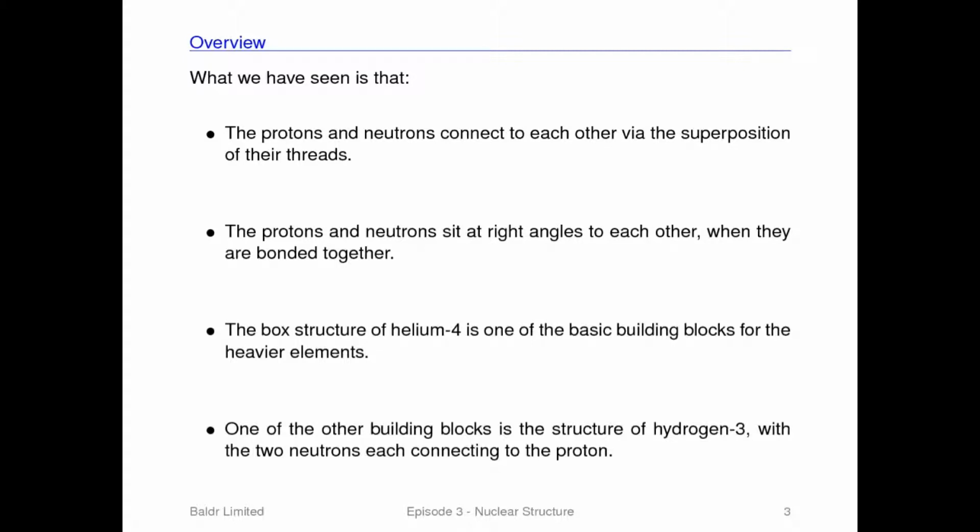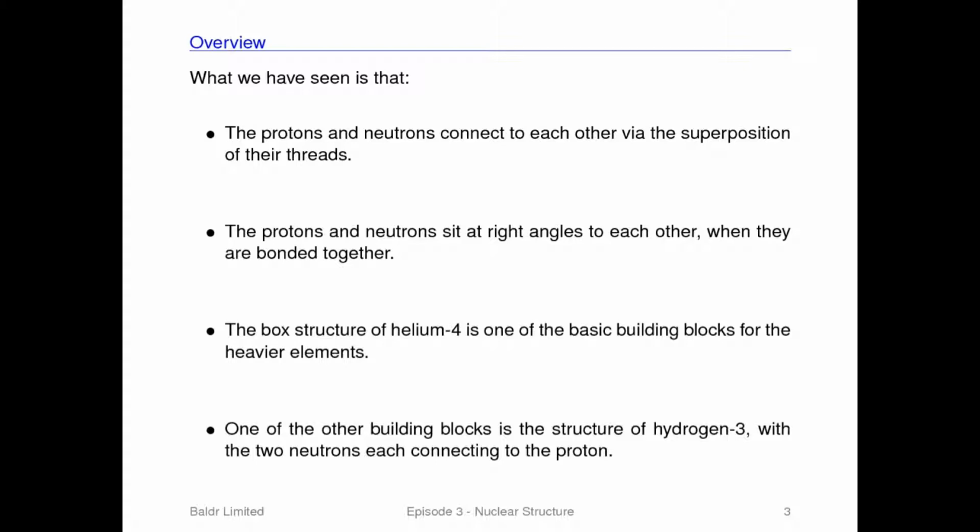We have that protons and neutrons bond together via the superposition of their threads, and it is this superposition that relates to the strong force or nuclear binding energy. Also, because the electromagnetic fields of the threads exist at 45 degrees to the plane of the rings, the protons and neutrons sit at right angles to each other. Thus, helium-4, which contains 2 protons and 2 neutrons, forms a complete box.